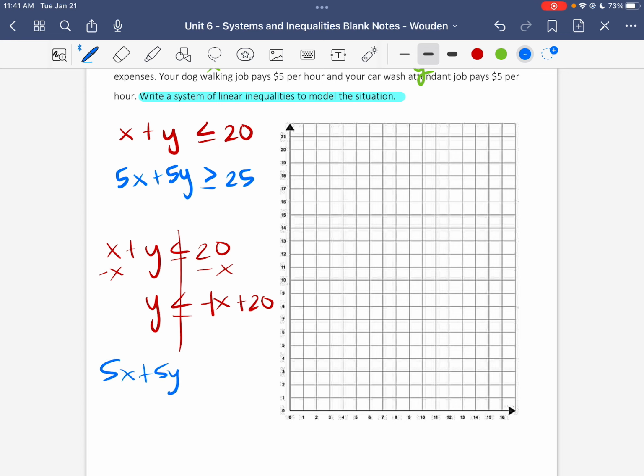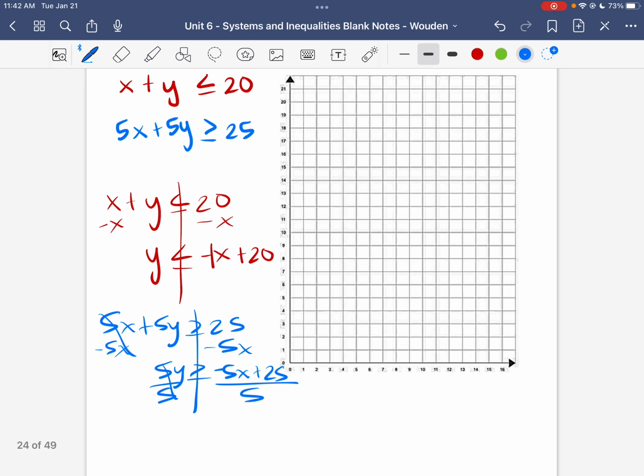5x plus 5y is greater than or equal to 25. Draw a line down my sign. Try to get y by itself. We're going to undo everything furthest away from y first. So I'm going to minus 5x on both sides. So I'm left with 5y is greater than or equal to negative 5x plus 25. Now I need to divide by 5. So I am left with y is greater than or equal to negative 1x plus 5. Because I did negative 5 divided by 5 is negative 1. And 25 divided by 5 is 5.